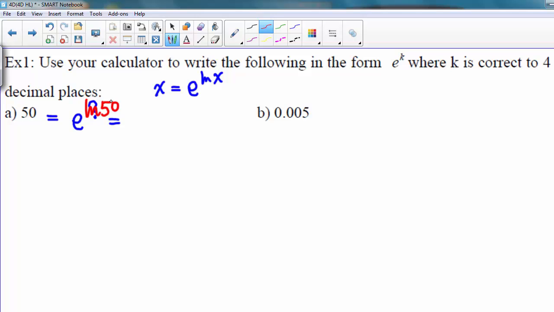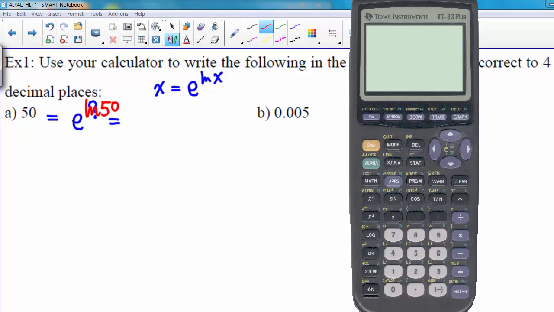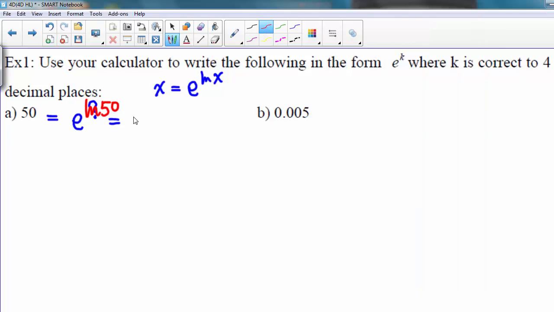What is ln 50? Let's use the graphing calculator to find ln 50. So we turn on the calculator. The ln key is here. 50, enter. It's 3.9120 with 4 decimal places. So 50 is equal to e to the power of 3.9120.